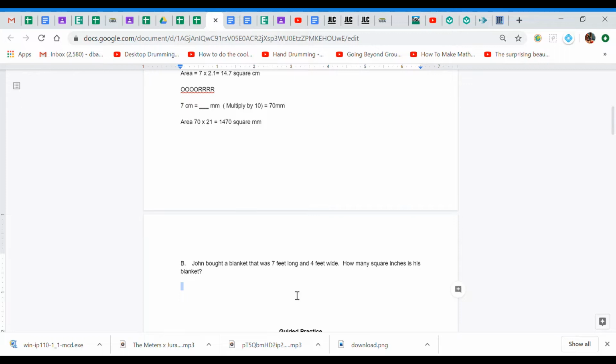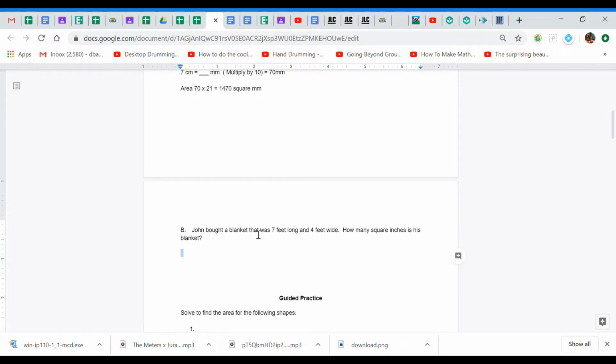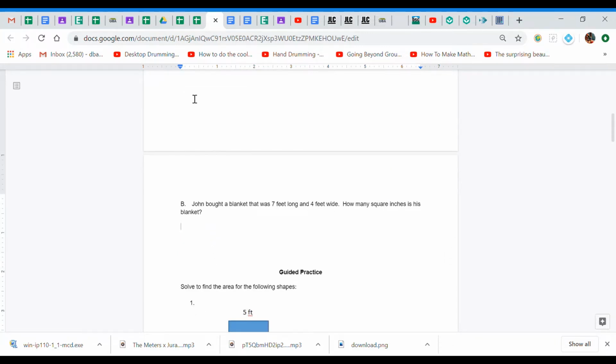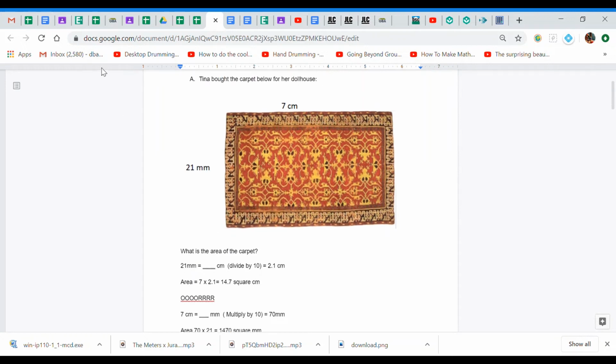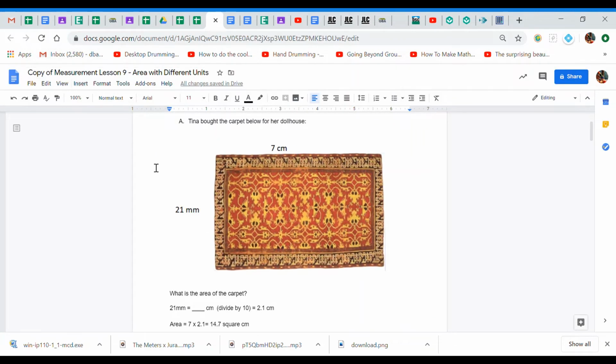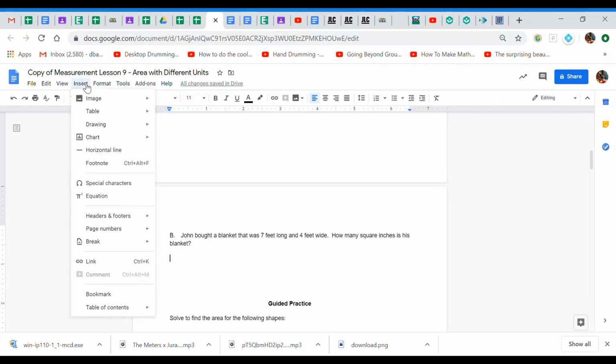All right, so we know that he has a blanket. It's 7 feet long and 4 feet wide. If I'm solving this, I'm probably going to draw a little picture of it here. And to do that, I need to escape to get this. Insert a drawing on here.